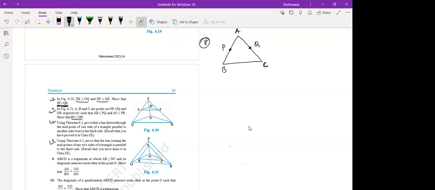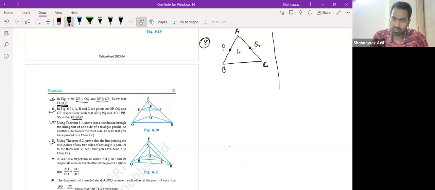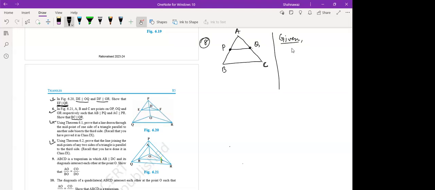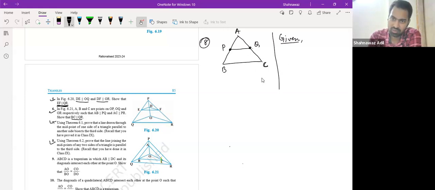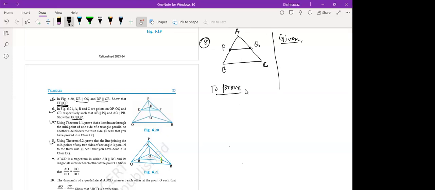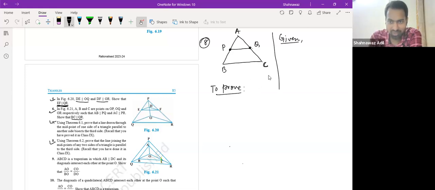So let us write what is given. What is the given information? We are given that P and Q are midpoints, and we have to prove PQ parallel to BC. What is given is AP by PB, which equals AQ by QC. With this we have to prove this. This we have to prove, so PQ parallel to BC.